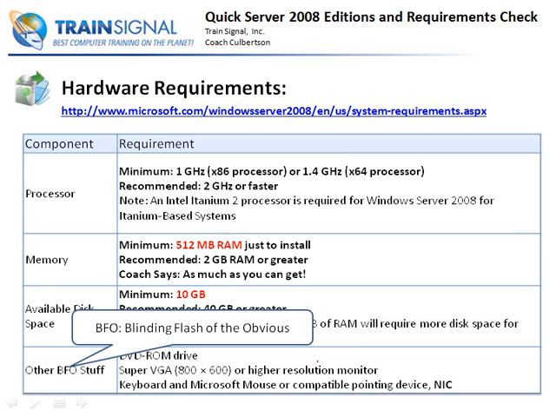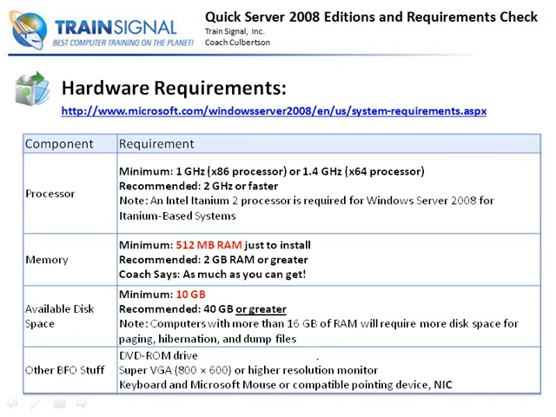Other BFO stuff, and just so you know, BFO stands for blinding flash of the obvious. A DVD drive. Big surprise, right? You need at least an 800 by 600 monitor. I don't know if you can even buy a 640 by 480 monitor anymore. Maybe for cash registers, I think, but even cash registers now are pretty high res. You need at least a keyboard and a mouse. And of course, don't forget a network interface card, because what's a server without a network interface card? Well, it's a big fancy box.